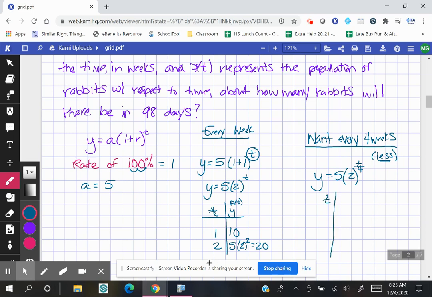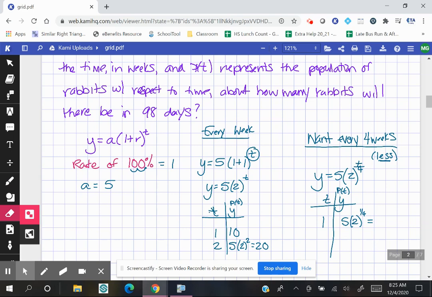So t and your y, which is, again, supposed to be p of t. If I take 1 week and substitute that in, that would be 2 raised to the 1/4 power. Actually, let's forget the 1 week. Let's do 4 weeks, because we want to see that it's going to double after 4 weeks. So this is the number of weeks. Now if I put in 4 over 4, that would be 1. So 5 times 2 would give me 10. So after 4 weeks, I'd have 10 rabbits.